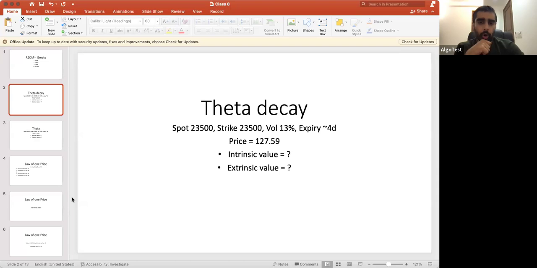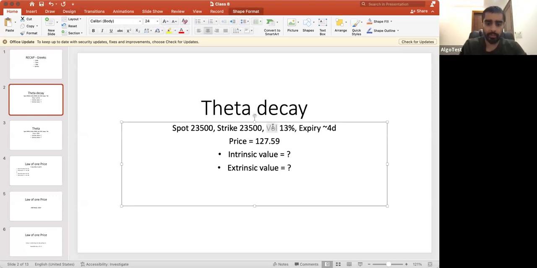Okay. The spot is 23,500. The strike is 23,500. I've just done this to match Nifty. The IV is 13%. That's the IV. And expiry is around 4 days. The price is 127.59. Exactly, right? So what is my intrinsic value, guys, and what is my extrinsic value? Batao mere ko. Just post in the chat, guys.